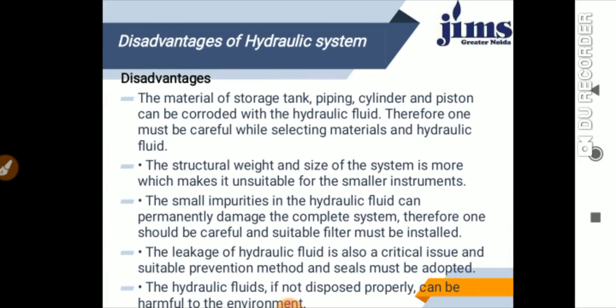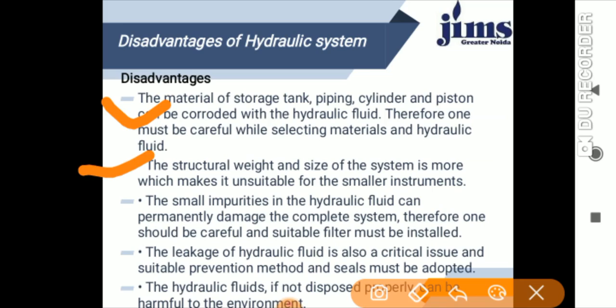Now we are talking about the disadvantages of the hydraulic system. The material of a storage tank, piping, cylinder and piston can be corroded by the hydraulic fluids. Therefore one must be careful while selecting the material for the hydraulic fluids. Secondly, the structure, weight and size of the system is more, which makes it unsuitable for smaller instruments.